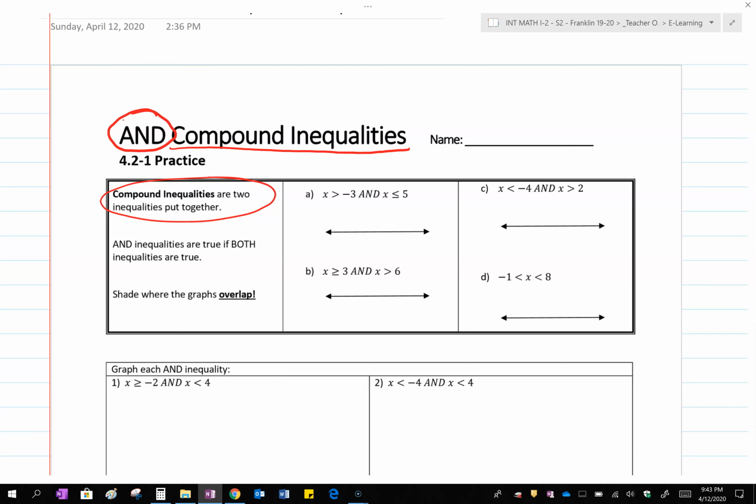So you would read them with the word and, like x is less than 3 and x is greater than 7, right? It has to be both. Although that one that I just said, I don't think that would work. It doesn't matter.